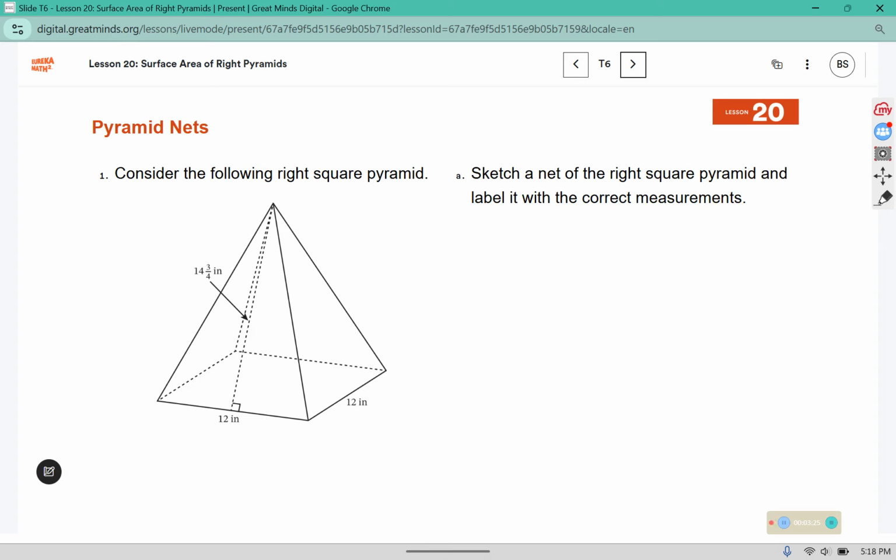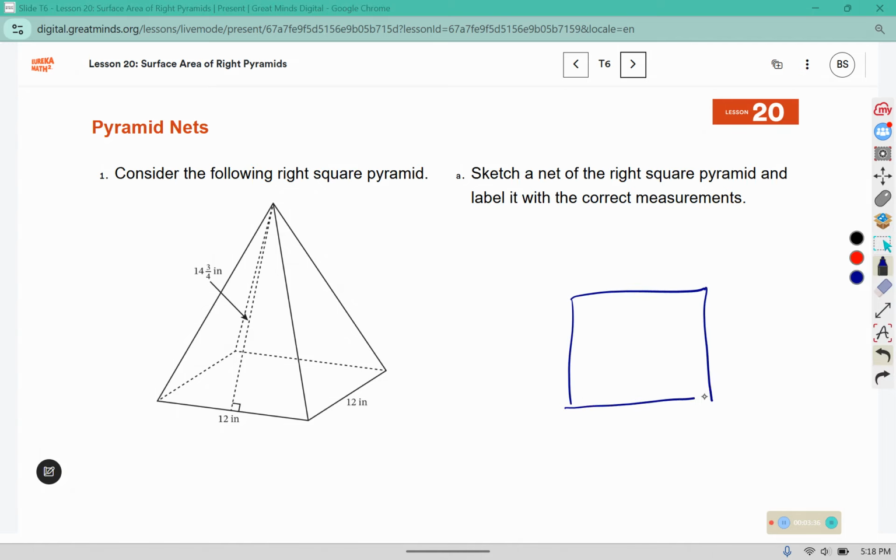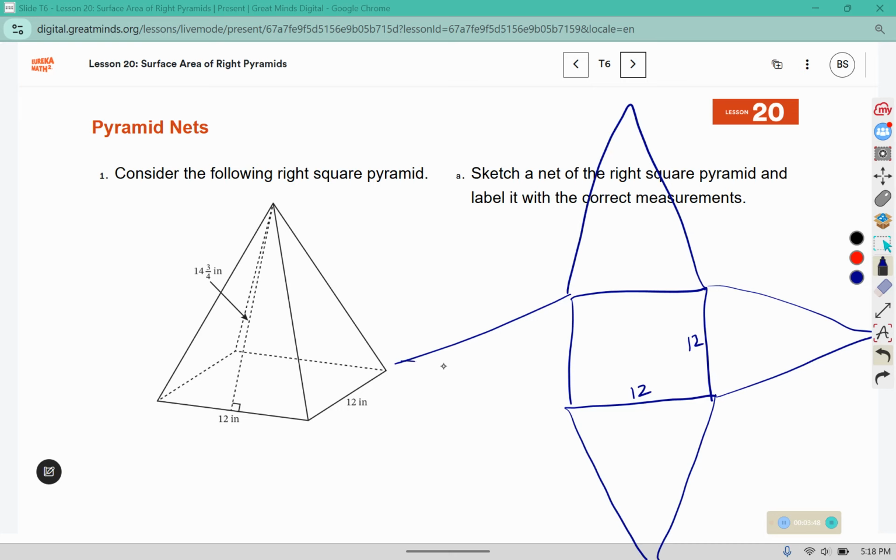Consider the following right square pyramid. Sketch a net of the right square pyramid and label it with the correct measurements. So we have a square base that is a 12 by 12, and then we have triangles coming off of it. And these triangles have a height of 14 3/4.